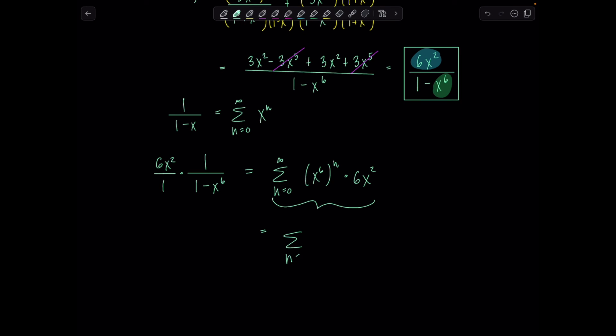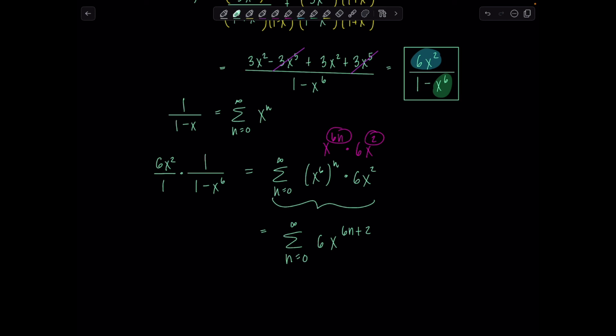So this is the sum, n equals 0 to infinity. This is going to be x to the 6n times 6x squared. We can add these exponents and then just keep the constant there. 6 times x to the 6n plus 2.